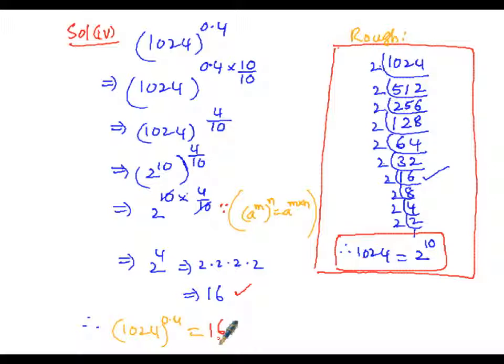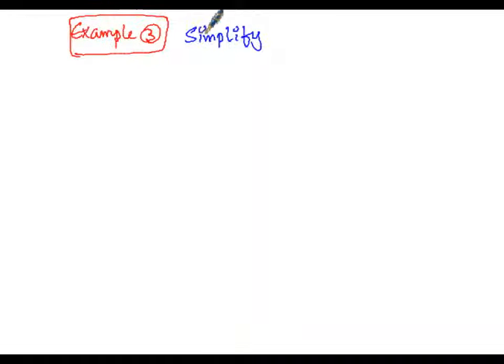In a similar manner, let us perform one more example, that is example number 3. In this example number 3, simplify a to the power of p minus q into a to the power of q minus r into a to the power of r minus p. So we have to simplify a to the power of p minus q into a power q minus r into a power r minus p. So now the solution starts.